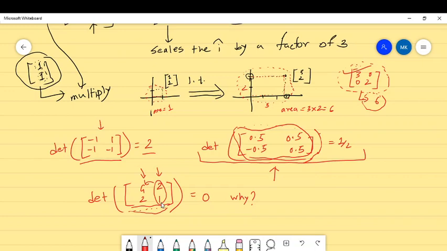So in those cases, whenever the area is squished into a straight line or a single point, it occupies no area, right? So if this is your plane, and it is transformed into a straight line, the area becomes zero in this case. So after the linear transformation, the area becomes zero. In these cases, the determinant is zero, right?